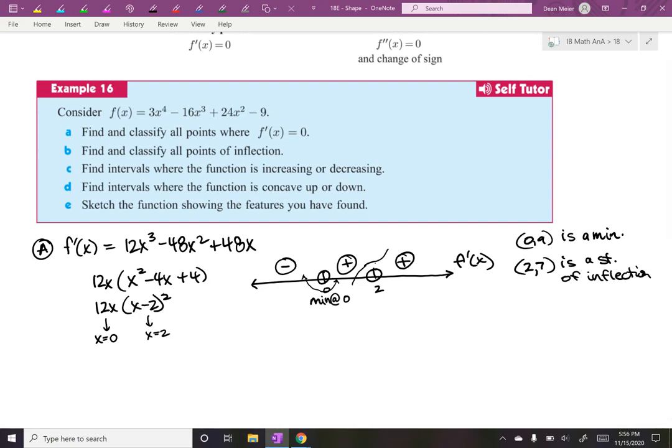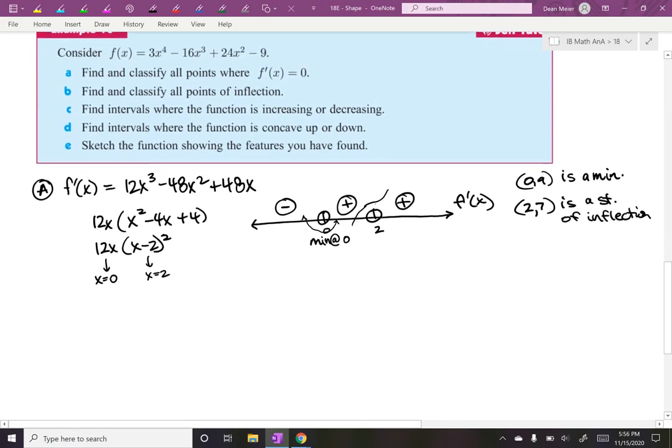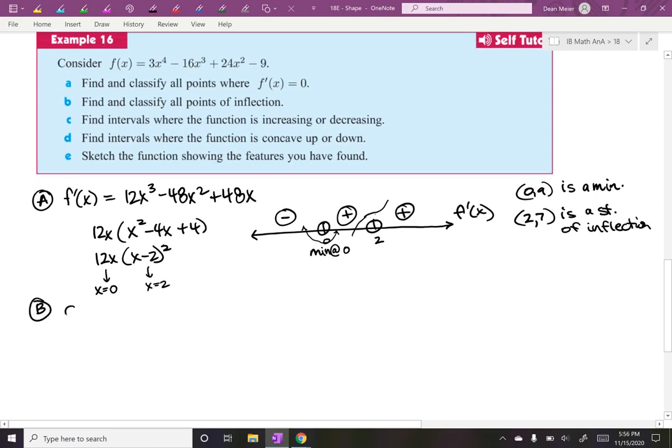Part 2 is classify all the points of inflection. So I'm going to need the second derivative now to find out what is going on there. So part B, the second derivative is going to be 36x squared minus 96x plus 48. Yuck. I'm going to factor something out of there. Looks like a 12 again. So 12, I'll have 3x squared minus 8x plus 4.